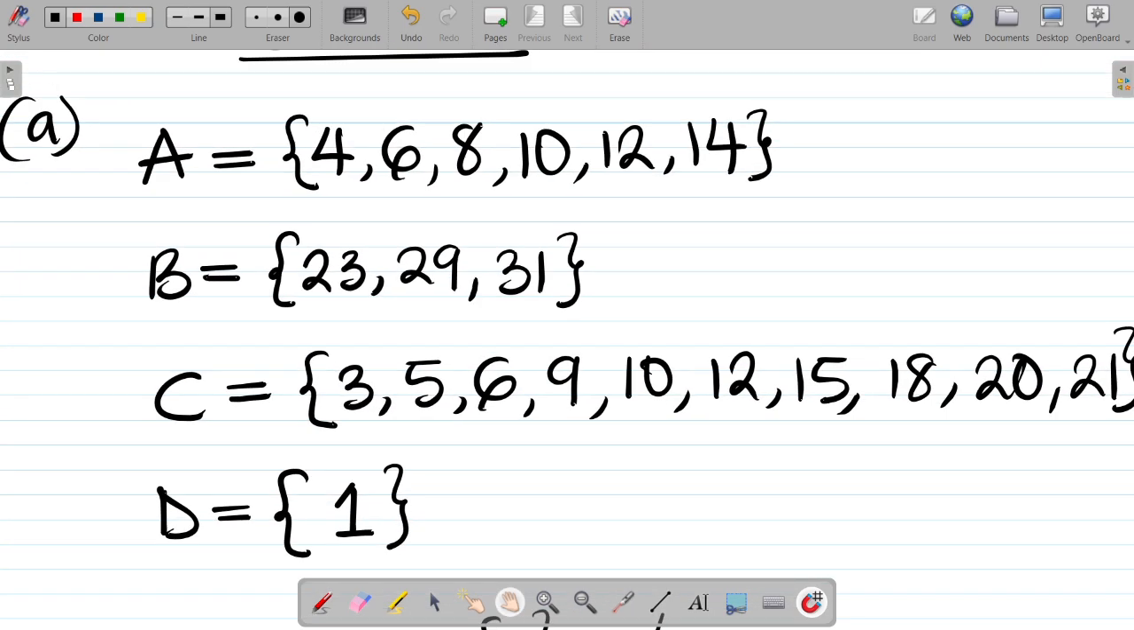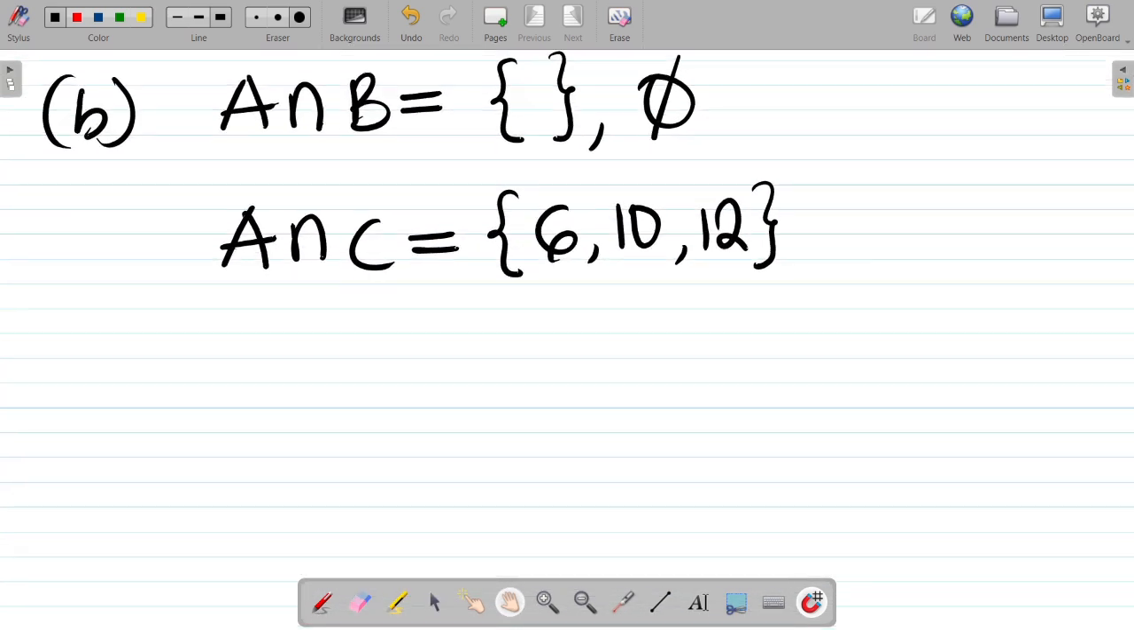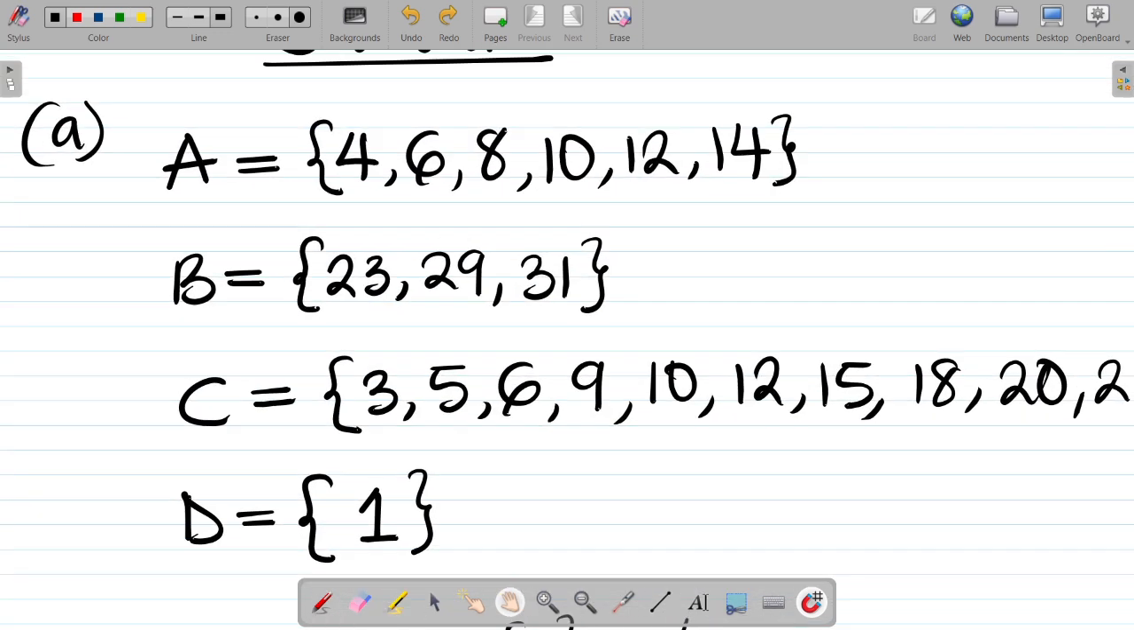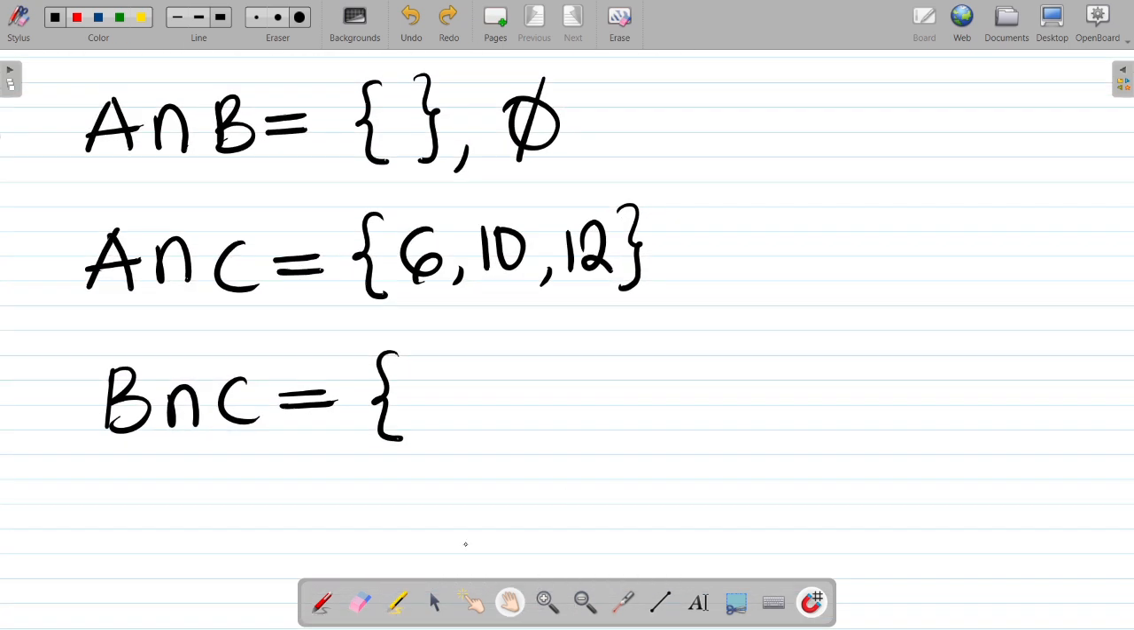That's A intersection C. Next up, we now have B intersection C. What is B intersection C? B intersection C is simply the elements common to B and C. What are the elements common to B and C? Any element common to both of them? Nope. B has 23, 29, 31. They cannot be found in C. So B intersection C is an empty set. An empty set is simply this, or you can use the empty set symbol. That also works.